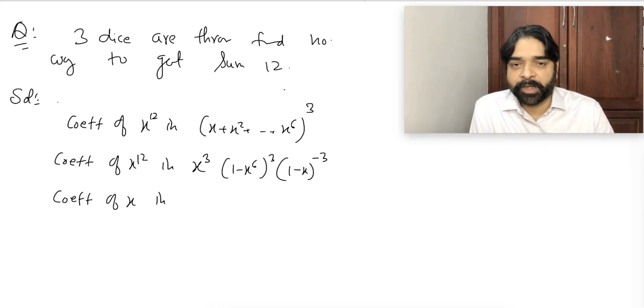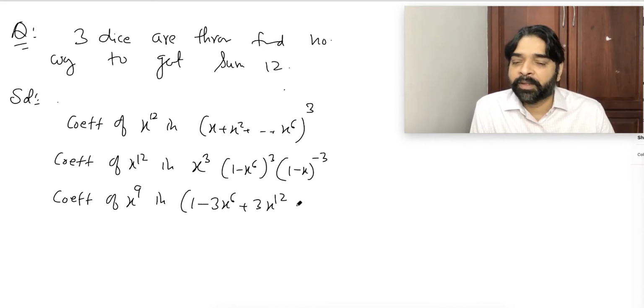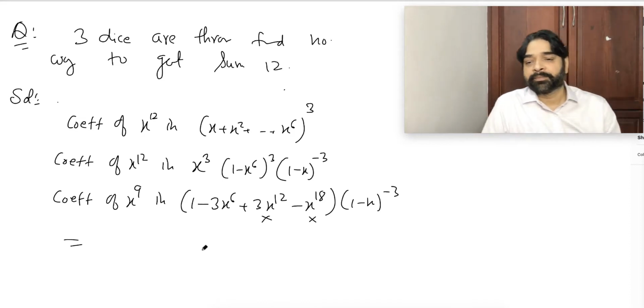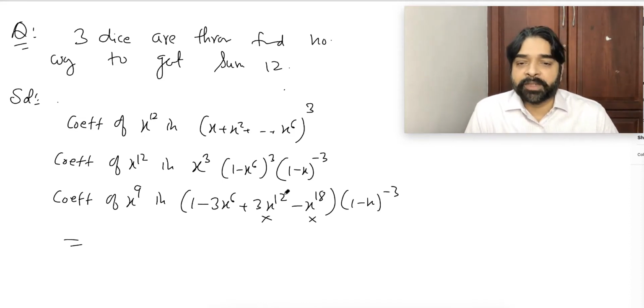So expanding, coefficient of x power 12 in, and removing x cube, I can simply say this will become coefficient of x power 9 in the expansion of 1 minus 3x power 6 plus 3x power 12 minus x power 18, into 1 minus x power minus 3. These last two I will reject, because their power is more than what is required, so it would have to be given negative, but that is not possible.